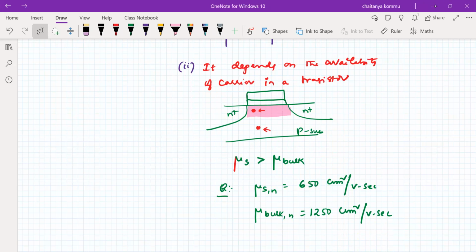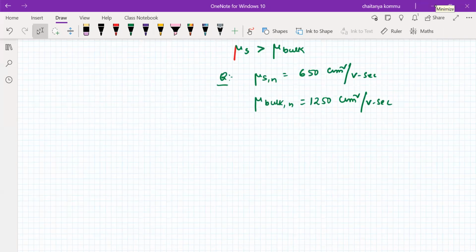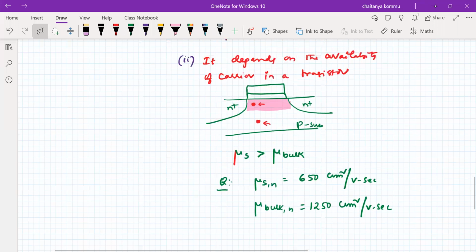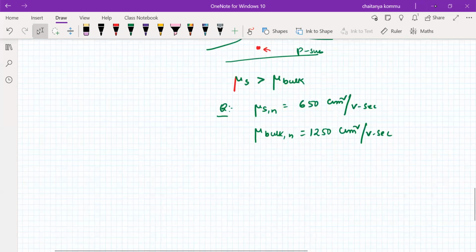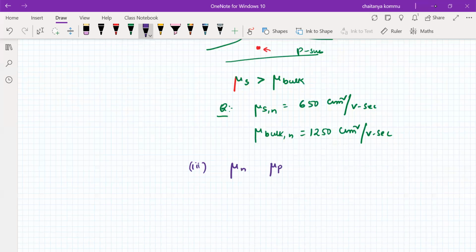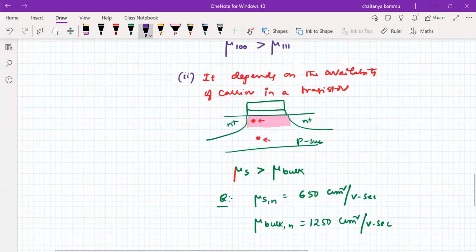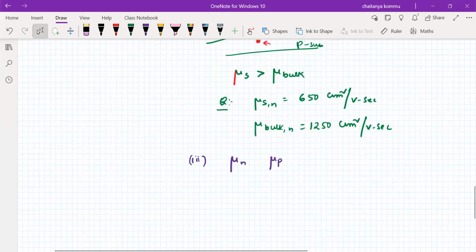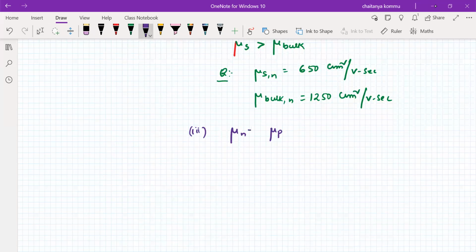Yeah. So what we observe when we consider the hole and electron mobility, everybody knows this: the mobility of the electron and the mobility of the hole, whether it is on the surface or in the bulk, whether it is in a different orientation, it doesn't matter. All the time, this will be more, 2.5 to 3 times.